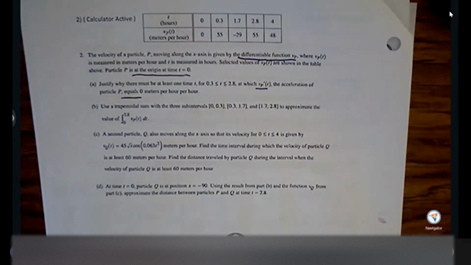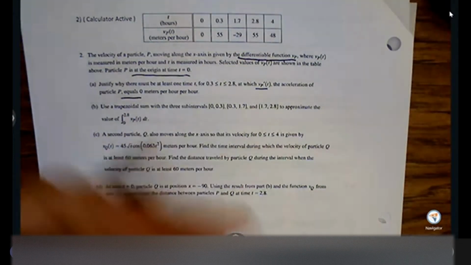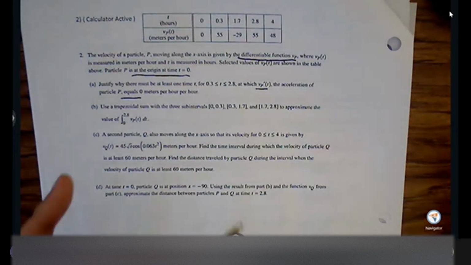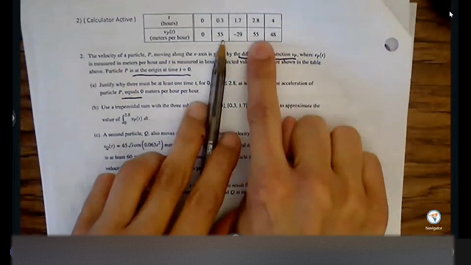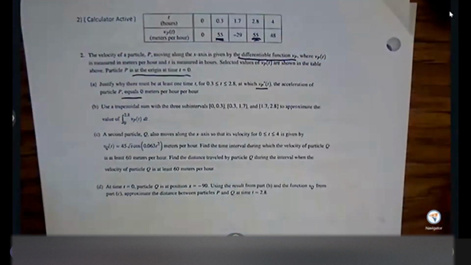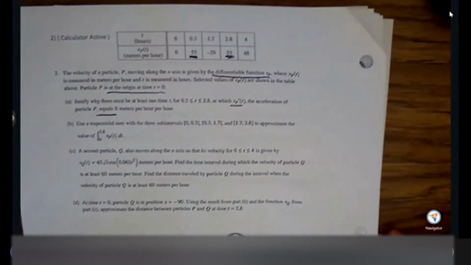So hopefully, just by the way that they're referencing this, we can see that this is really them trying to see if students can connect this with Rolle's theorem. Okay, and Rolle's theorem says if a function is continuous, if a function is differentiable, if the endpoints are the same y value, then there must be a place where the slope is 0.